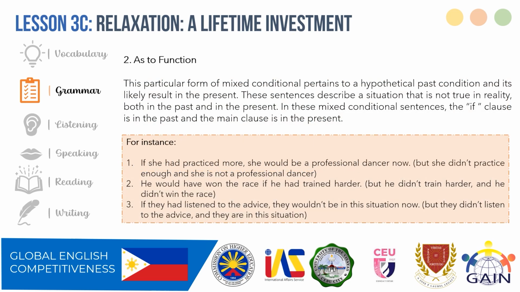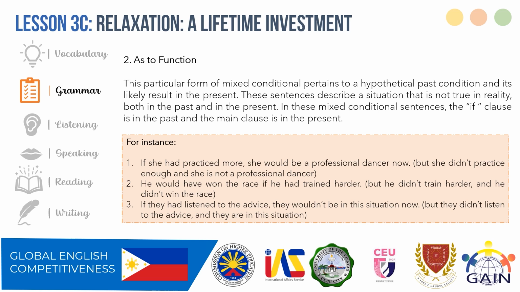Now let's talk about function. This particular form of mixed conditional pertains to a hypothetical past condition and its likely result in the present. These sentences describe a situation that is not true in reality, both in the past and in the present. In these mixed conditional sentences, the if clause is in the past and the main clause is in the present. For instance, if she had practiced more, she would be a professional dancer now. She didn't practice enough and she's not a professional dancer.